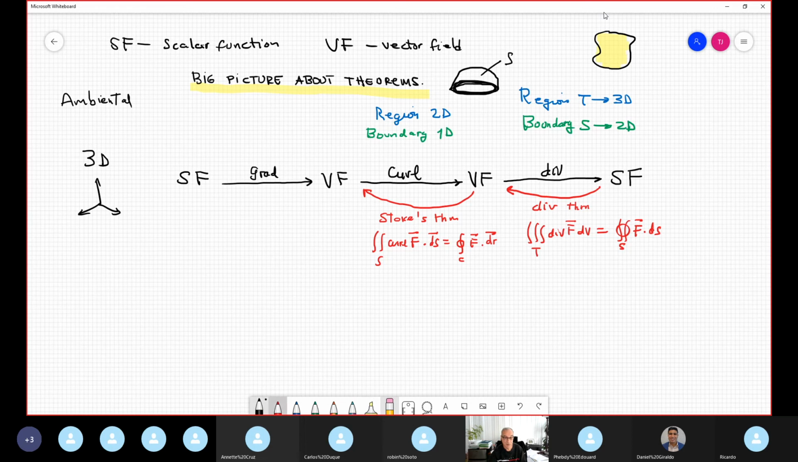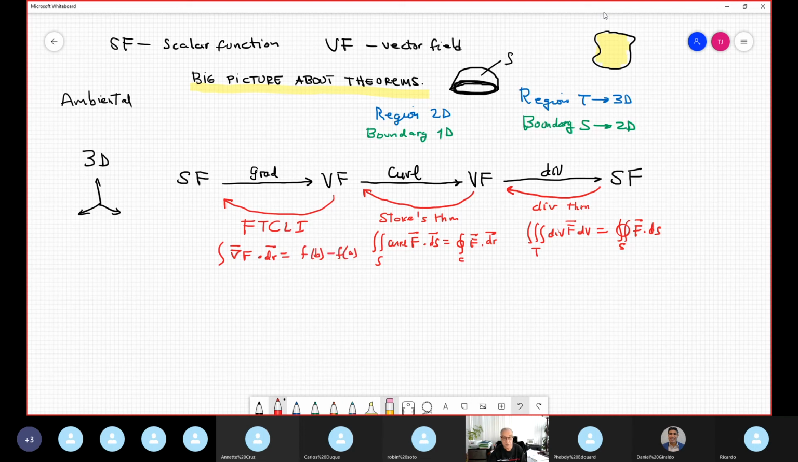Now, in this direction, what is this direction? Well, in this direction is the fundamental theorem of calculus of the line integral. They state this relationship. Look, the integral of the gradient of the potential function, dr, is equal to the potential function evaluating b minus the potential function evaluating a.